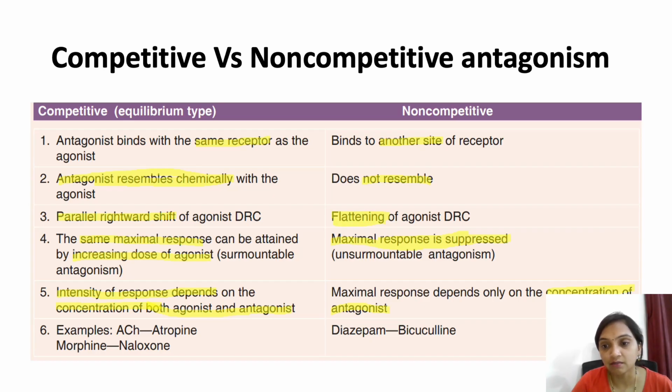This is the same as the previous point, but in terms of intensity of response and maximum response. Examples for competitive antagonists, as we have already seen, acetylcholine and atropine, and also naloxone is an antagonist of morphine. Non-competitive, we know it is on different sites, so a good example is the GABA receptor, where diazepam and bicuculline have different allosteric sites for binding. So this table is very important both for theory and for your MCQs.